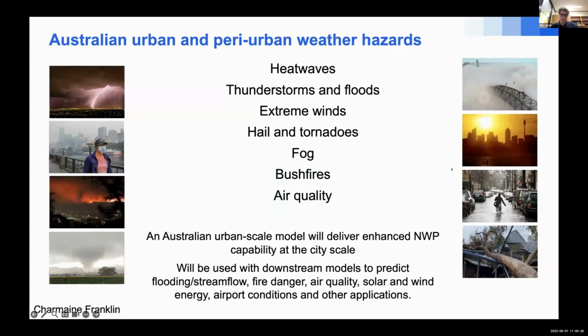At the Bureau, we're interested in high resolution urban modelling. Number one, because people live in cities and there's a lot of infrastructure in cities, so impacts are often felt in cities. So it's important to understand extreme weather events in cities, but also because the urban surface can interact with regional weather to produce or intensify some particular local scale weather interactions: urban heat island, intensification of precipitation. Obviously, there are interactions with winds and fog and air quality that are important in urban areas. So an Australian urban scale model that we're developing will provide enhanced numerical weather prediction capability at the city scale, and also be used by downstream models for impacts assessment.